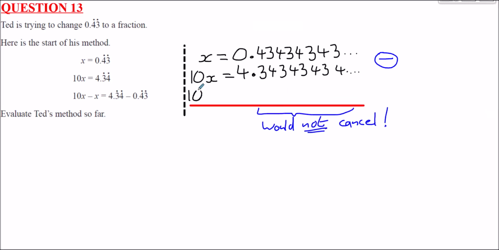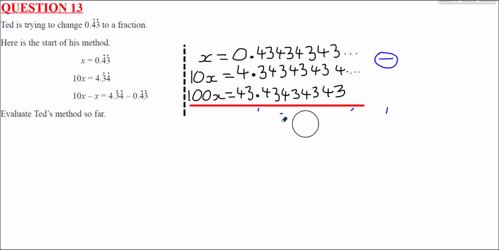That would have given him 100 x's, which would be 43.4343, and so on and so on. And then if we do that, then if we compare the 100x line and the 10x line, the top and the bottom, and we did the bottom one take away the top, then you would see that actually the numbers would cancel nicely. So that's what he should have done. What he didn't do is to multiply by 10 again. He should have gone from 10x to 100x. That was his error.